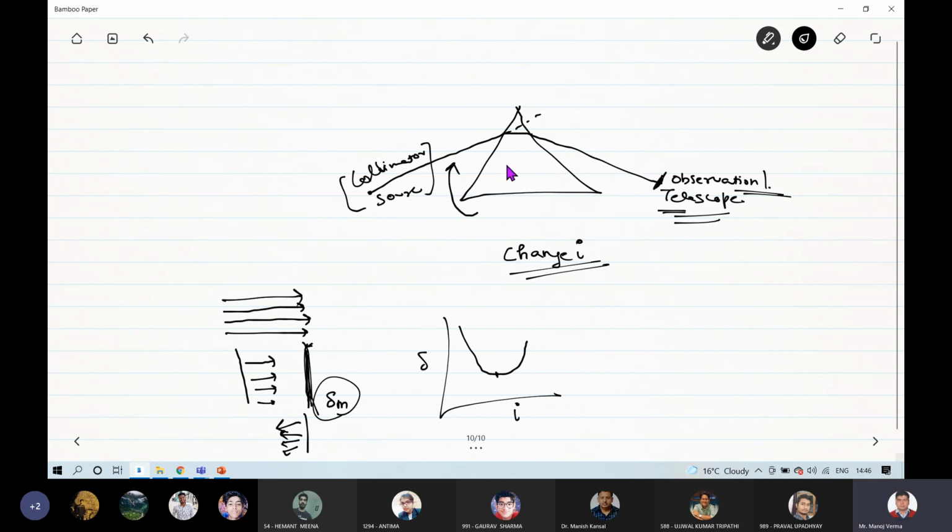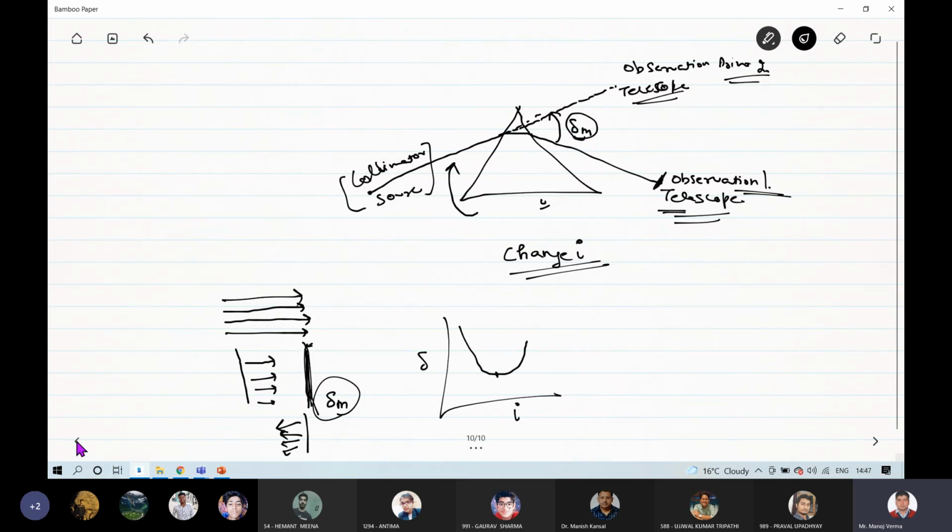Then you have to remove this prism and see at which position the direct ray is coming onto the telescope. After achieving the condition of minimum deviation and measuring the position of the telescope at this condition, you will remove the prism. You will find in which direction, at which angle, you are able to view the direct ray from the source, and you will call this observation two. If you take the difference of these two observations, you will be able to find delta M.